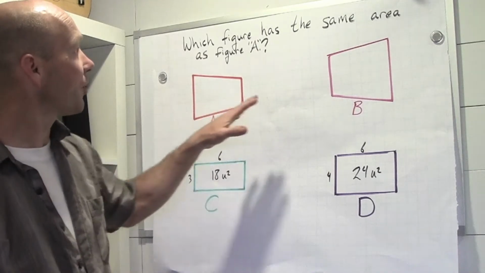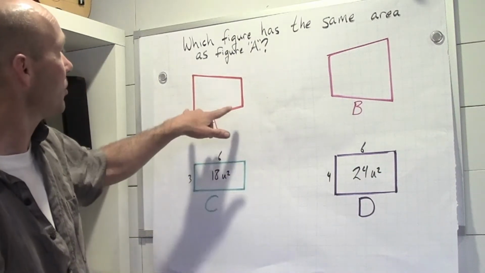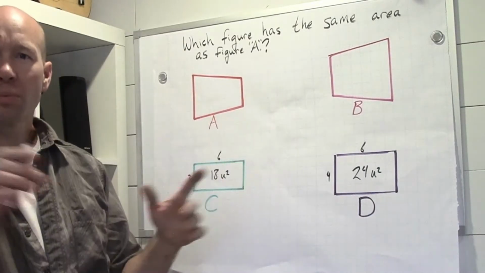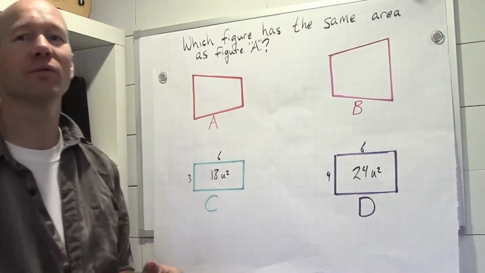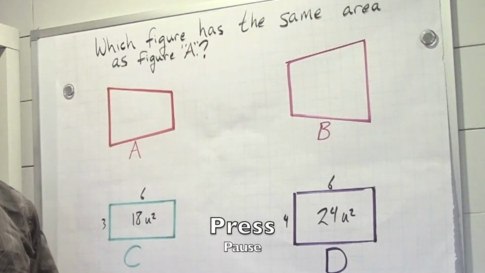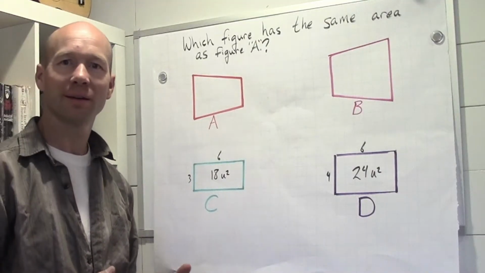But what we need to find out is, does B, C, or D have the same area as A? I want you to pause the video and see if you can figure that out on your own. So what did you come up with?